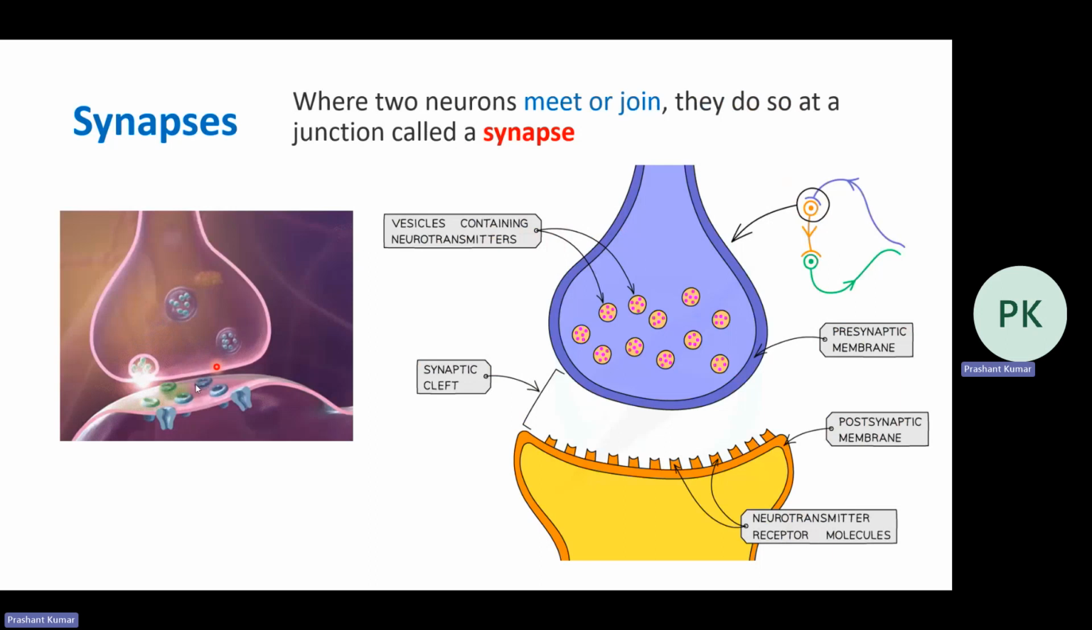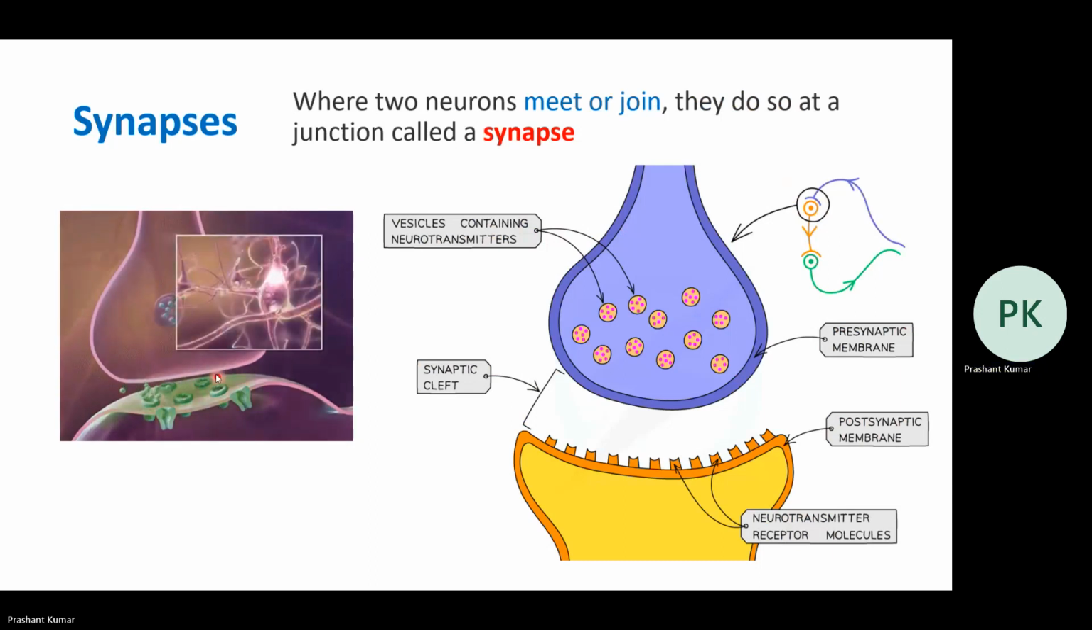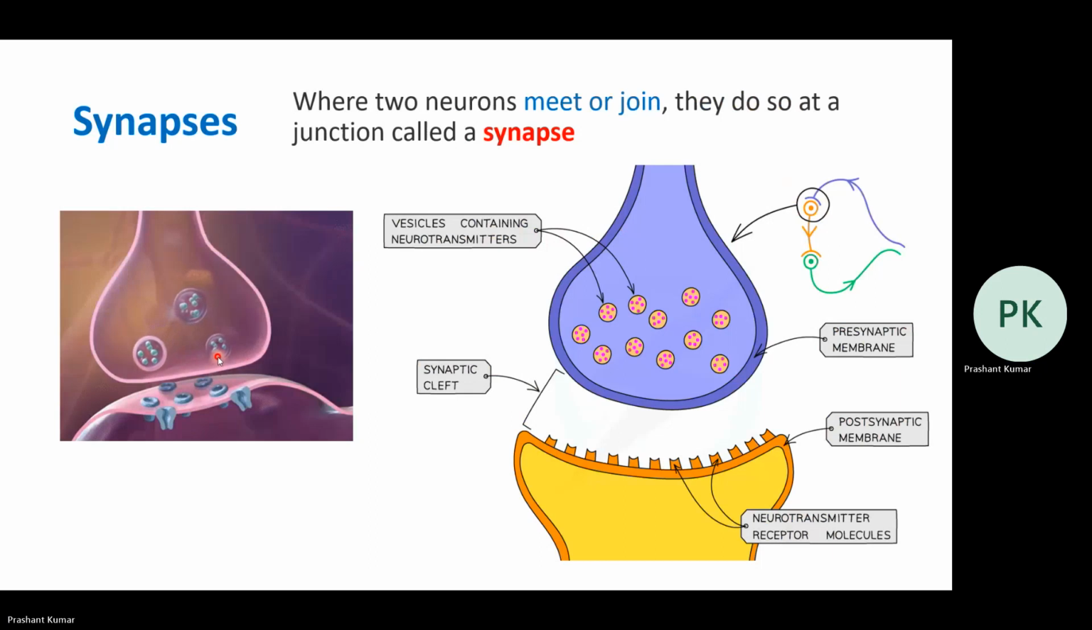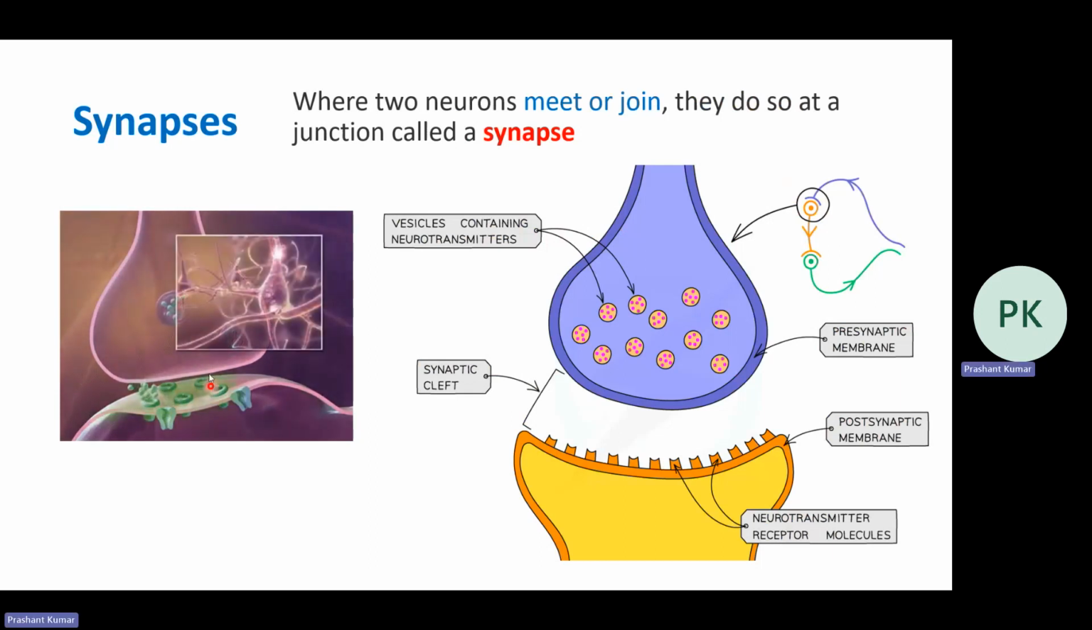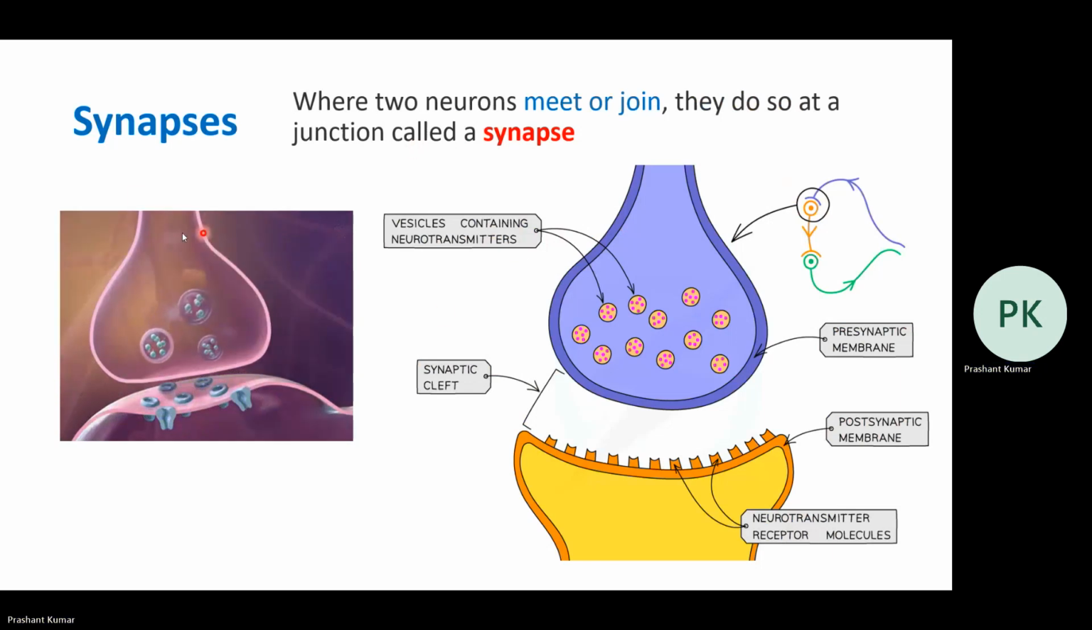Synapse. Now, as you can see in this animation, the synapse is not a connection. Actually, it is cells which are present in close proximity. You can see there is no connection, right? Both cells are present at a close junction. So we can define a synapse as the place where two neurons meet or join. They do so at a junction called the synapse, and the gap at the synapse is called the synaptic cleft, right?